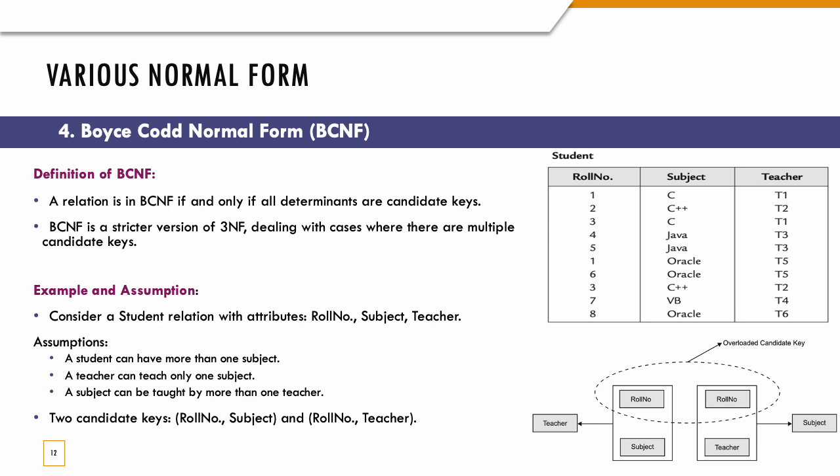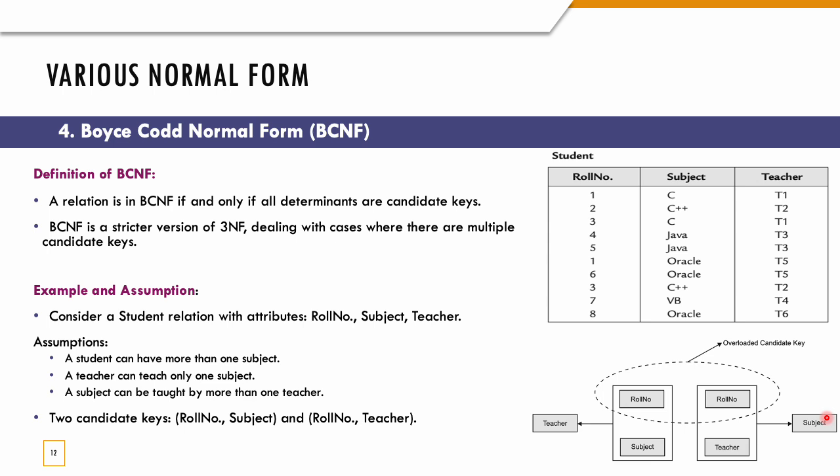Consider a student relation with attributes roll number, subject, and teacher. Okay, so each student can have more than one subject, and each teacher teaches only one subject in this case. A subject can be taught by more than one teacher.